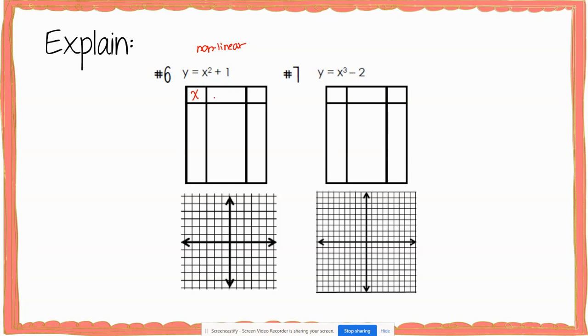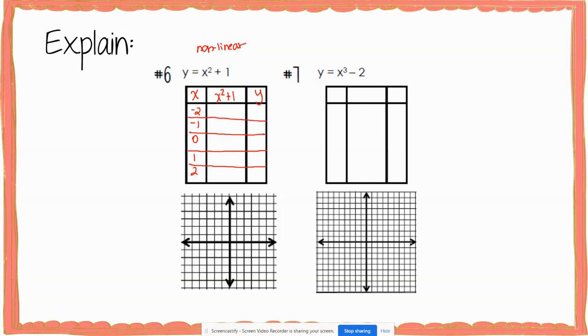So for this, I'm going to put x here and y here, and I'm going to do my rule x squared plus 1 over here. So let's again choose some negative values and some positive values, and let's plug them in and see what happens.